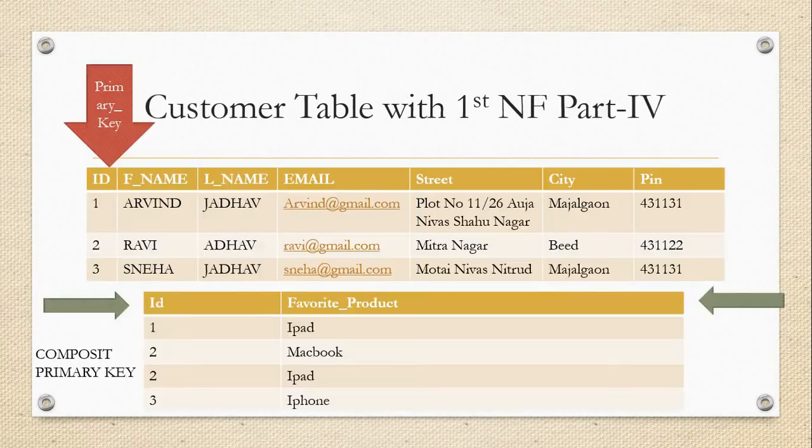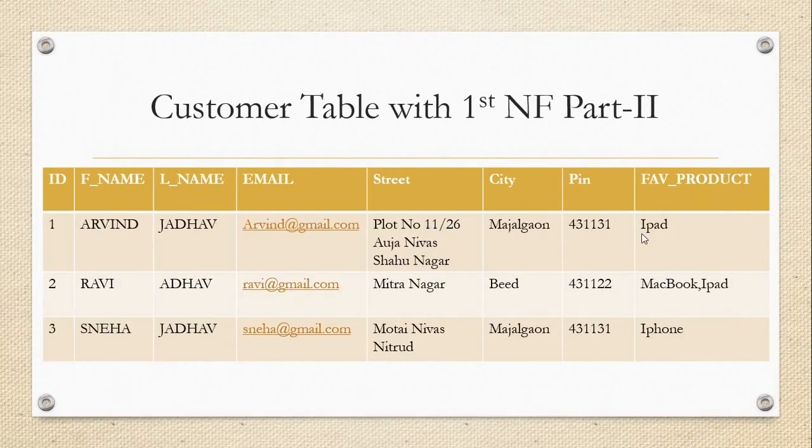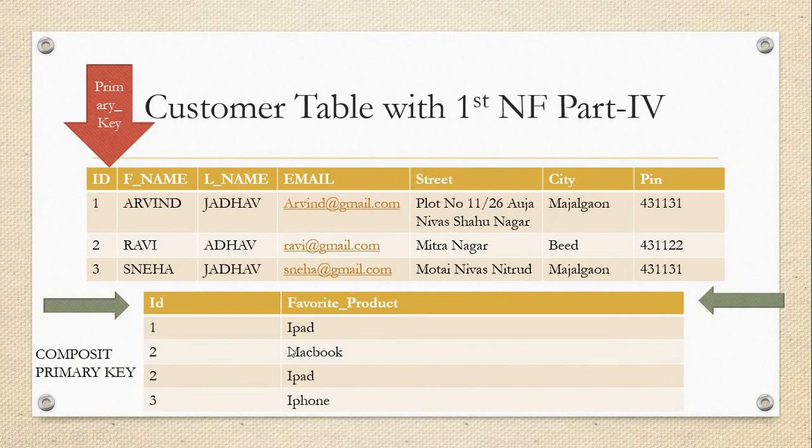So here what I did: I had multiple values, MacBook and iPad, so I created a new table, and these two keys, ID and favorite product, are the composite key. Now you might say that I have redundant data of 2, but these two are the composite key. We have 2 as the ID, but the favorite product is different. So we cannot say that this is redundant data. If we have the same ID and the same favorite product, then we can say that it is redundant data.